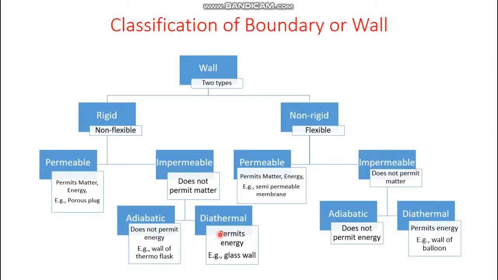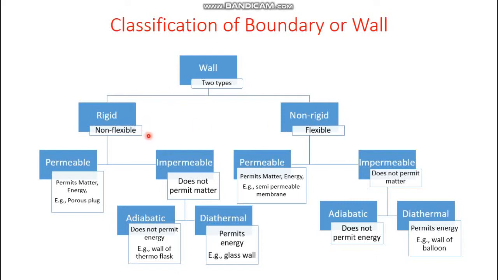Now move on from the definition. We have already learned the definition of boundary or wall. Now come to the classification of wall or boundary. Walls are generally of two types: one is rigid, another is non-rigid. Rigid walls are actually non-flexible.